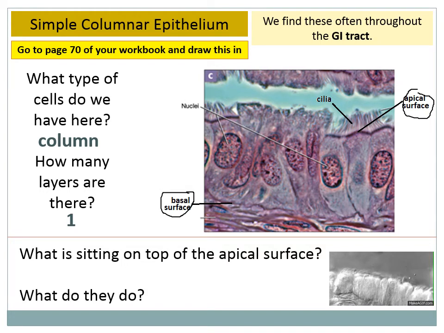Looking at that apical surface, we actually have something sitting on top of it. What is sitting on top of our apical surface? Yeah, this stuff called cilia. If you look at the picture to the bottom right, you can see cilia in action. What are cilia doing?